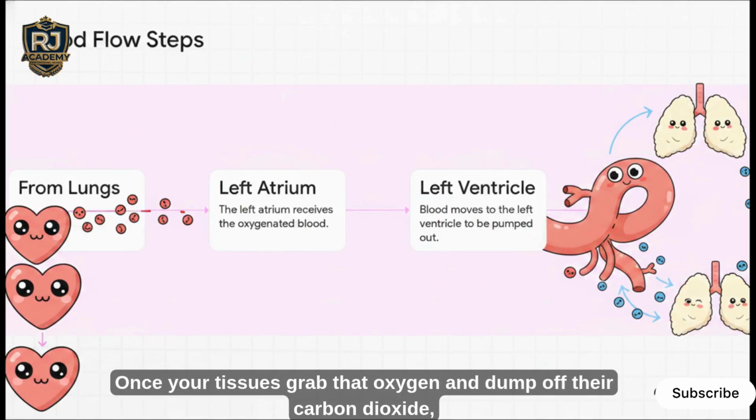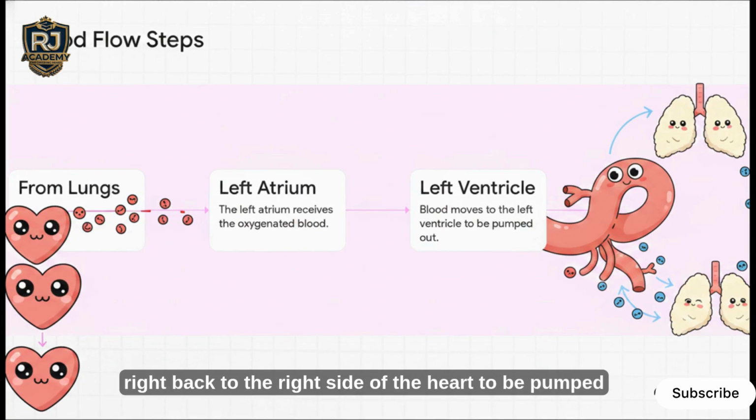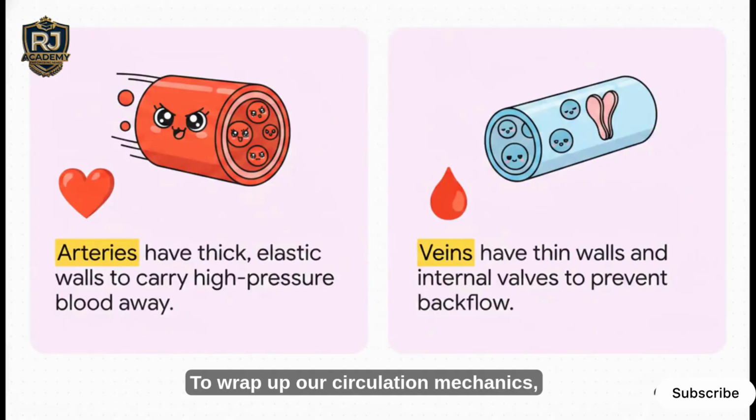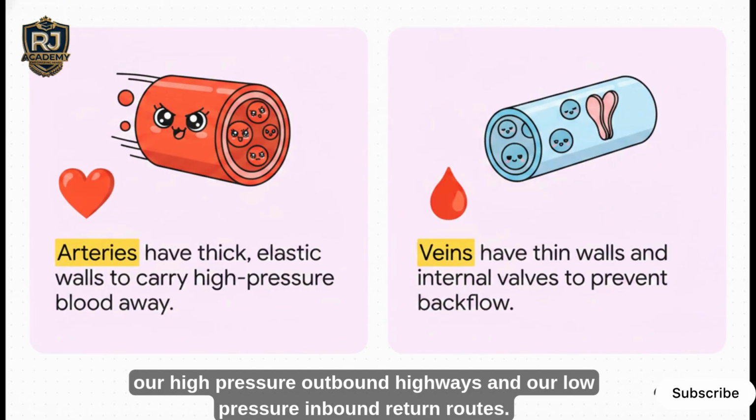Step 4, it travels through the massive aorta to be distributed to every single part of your body. Once your tissues grab that oxygen and dump off their carbon dioxide, that newly deoxygenated blood heads right back to the right side of the heart to be pumped back to the lungs, starting the entire cycle all over again. To wrap up our circulation mechanics, we have to look at the architectural differences between our high-pressure outbound highways and our low-pressure inbound return routes.